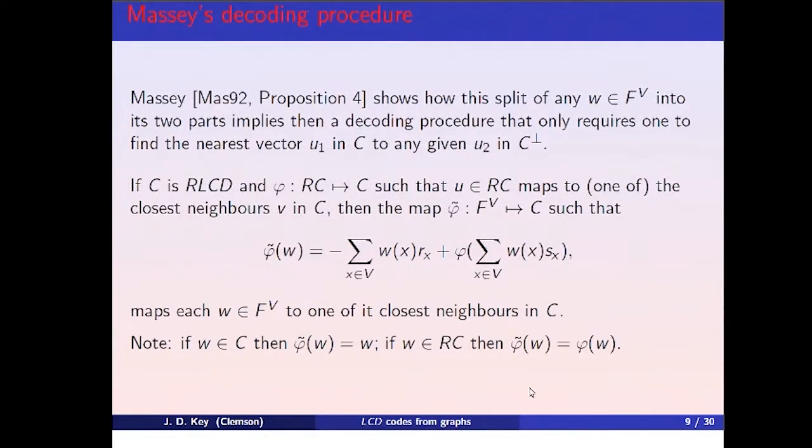So Massey had a little way how to split the word. He had a mapping, splitting the word and then showing the decoding procedure. As I said, it only requires this: you need the nearest neighbor in C to any given vector in C-perp.